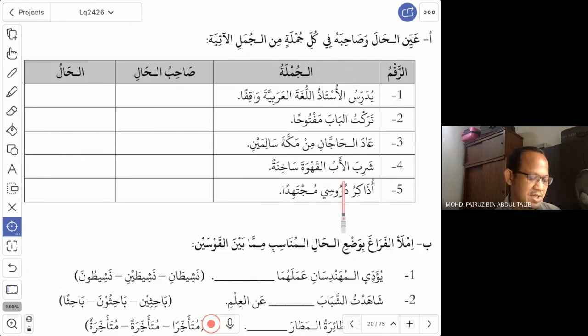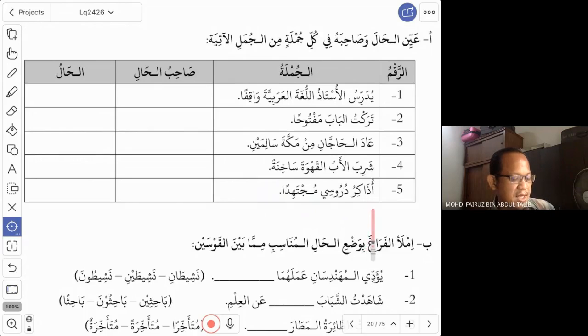So the father drank the coffee when it was hot. So the condition of the coffee, right? So sakhina, this is the hal, which explains the word qahwa when the father drank it. This is now the sahib of al-hal. Rakam khamsa.